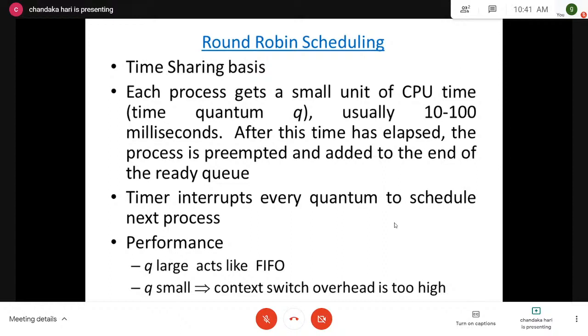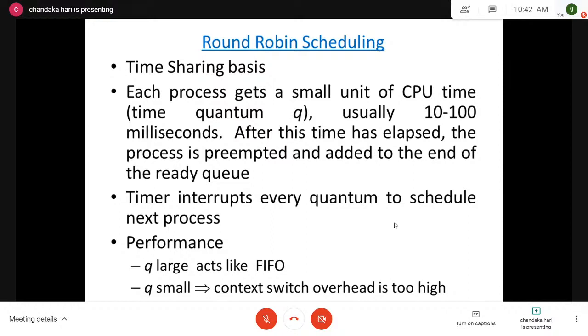Within the time quantum, the process may or may not be completed. If it is not completed, it has to wait until the next time slot comes up. This is called a time sharing operating system. Round robin scheduling is purely based on the time quantum. Each process gets a small amount of time for execution on the CPU. That amount of time is called the quantum, usually 10 to 100 milliseconds. After this time has elapsed, the process is forcibly preempted and added to the end of the ready queue.